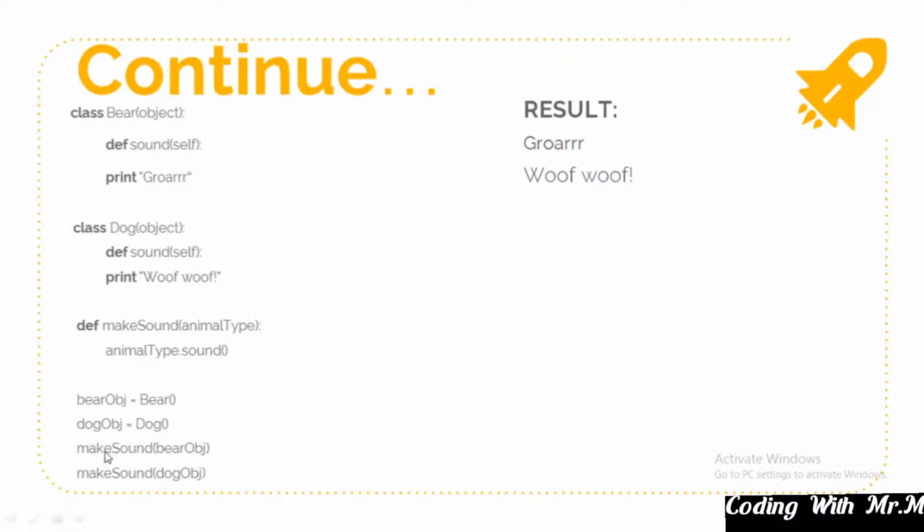So first of all we send the bear object to this function, and it is received here in this parameter animal type, and now since the bear object has the information of only the bear class method, it will call this method sound and will print this out on the console screen. Now similarly we send the dog object, and it will be received here in this parameter animal type, and since the dog object has only the information of the sound which is produced by the dog class, it will call this sound method and will print this out on the console screen.